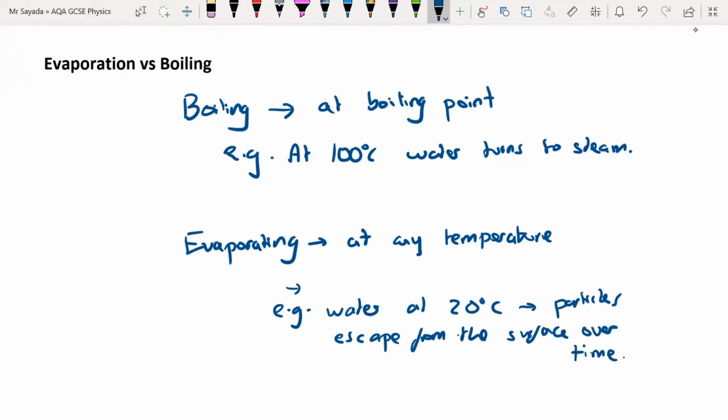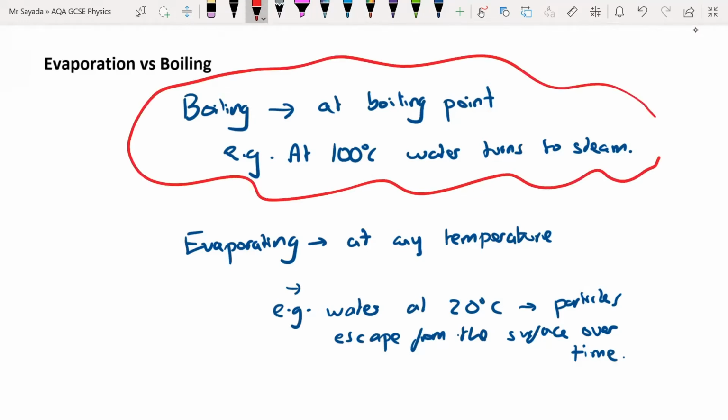But if you've just got an open cup of water, if you leave it, the particles in that water, the ones at the surface, will escape because some particles have more kinetic energy than other particles, and the ones with enough kinetic energy can escape from the surface. And over time, evaporation happens. But they're two different things. Boiling happens at the boiling point. When we talk about changes of state and changing things' temperature and getting things to boil, that's happening at the boiling point. Evaporating is just something that happens at any temperature, any time, and we're not going to be talking about that as much in this topic.